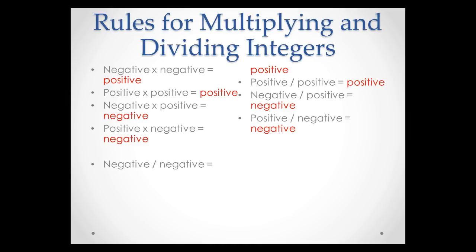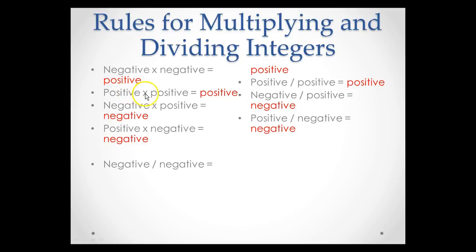So first we're going to take a look at these rules, and I apologize that they're a little all over the place, and this one's actually missing. But a negative divided by a negative, well, let's see, here we go. If a negative times a negative is a positive, then that means that a negative divided by a negative is also going to be a positive. So this should actually be positive right here.